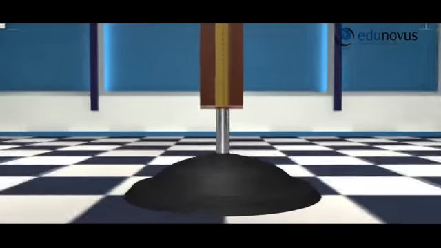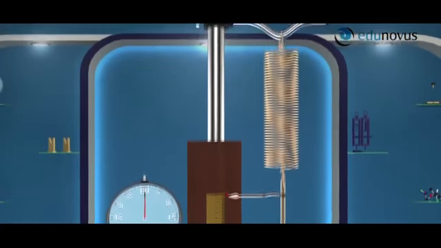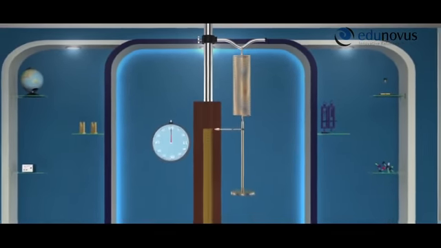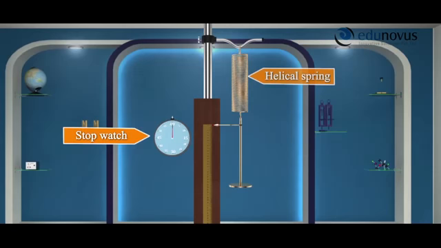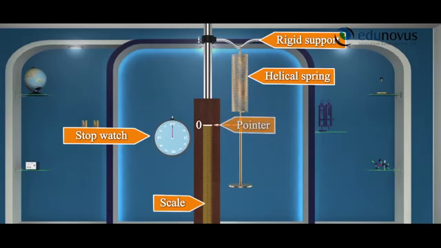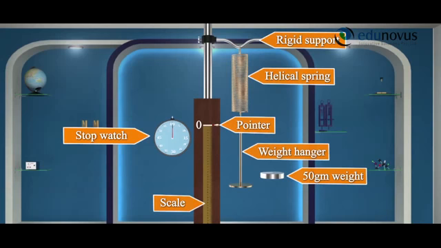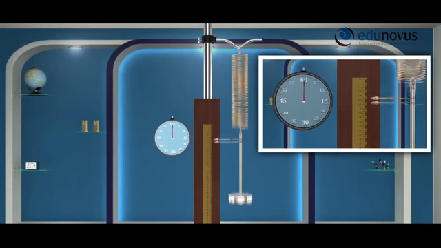Suspend the helical spring from a rigid support and adjust the scale such that the zero of the scale coincides with the pointer of the spring. Now, we suspend 50 gram of weight at the lower end of the spring. Wait until the pointer comes to rest and note down its readings. Here, it is 8 centimeters. Note it down in the observation table.